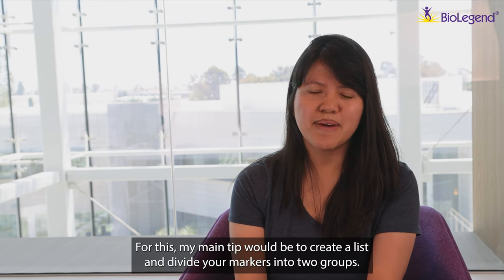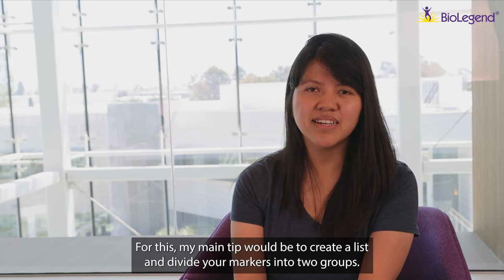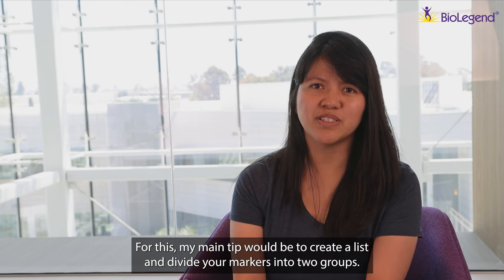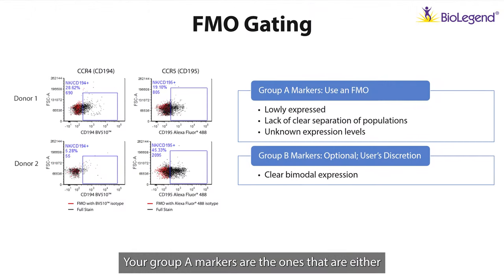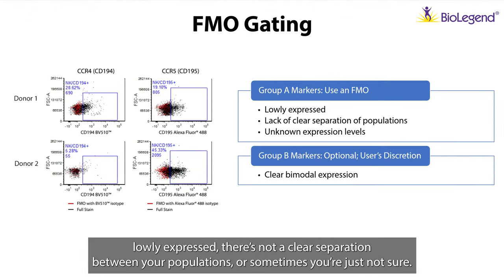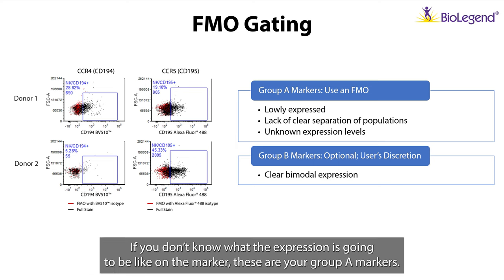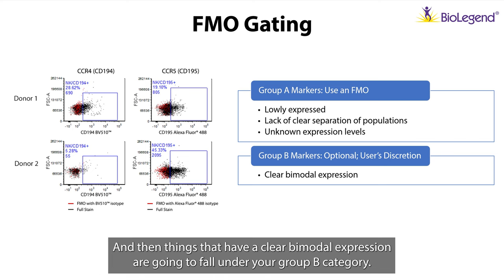And so for this, my main tip would be to create a list and divide your markers into two groups. So your group A markers are the ones that are either lowly expressed, or there's not a clear separation between your populations, or sometimes you're just not sure. So if you don't know what the expression is going to be like of the marker, these are your group A markers. And then things that have a clear bimodal expression are going to fall under your group B category.